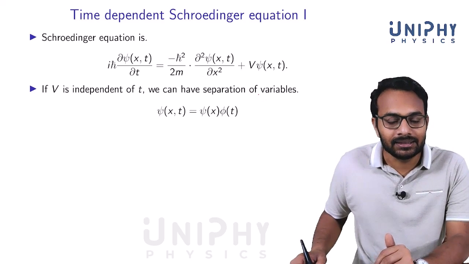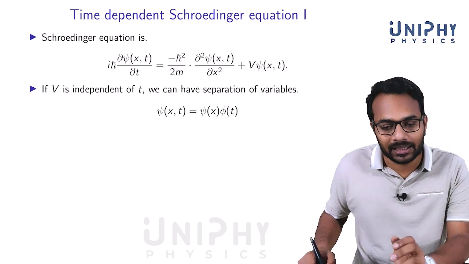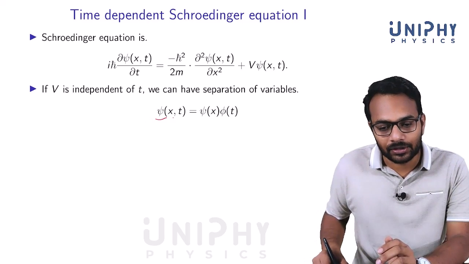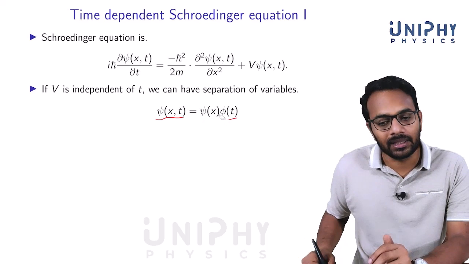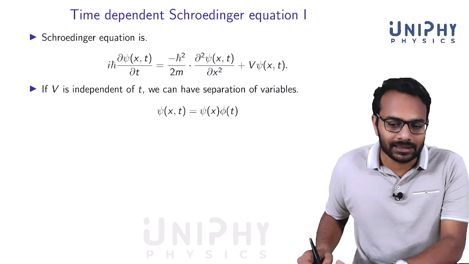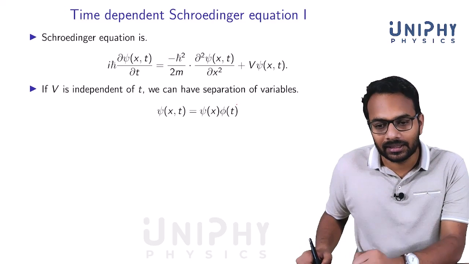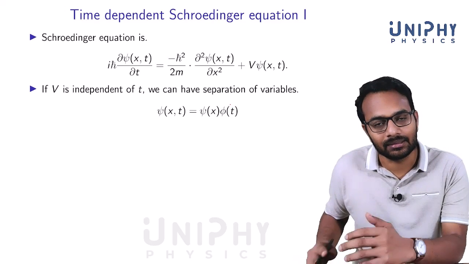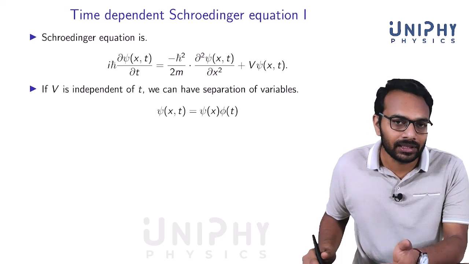This is known as separation of variables. It can be done by making this ansatz: we write psi of x comma t as psi of x multiplied by phi of t. Now you might have seen these things. We won't go into much detail here. We are just presenting this as a kind of formula sheet so that we can solve problems.